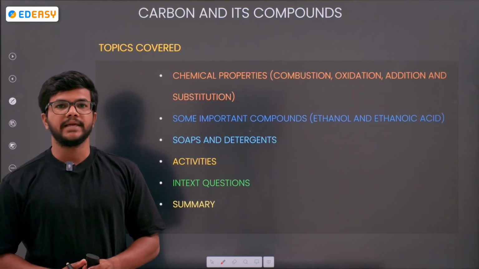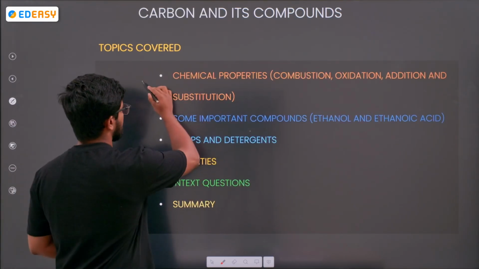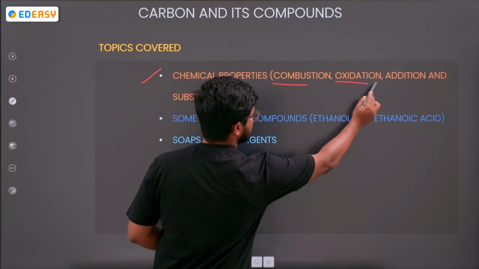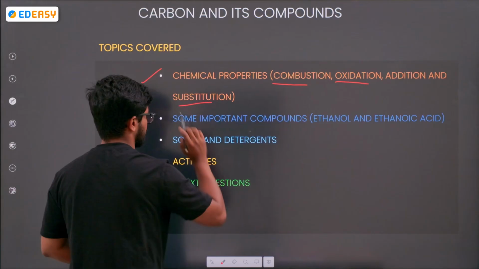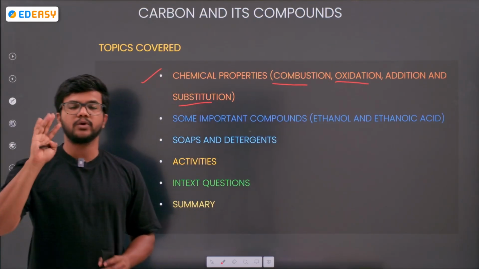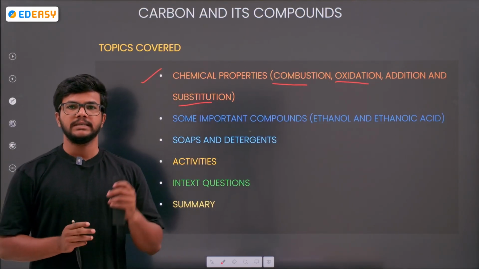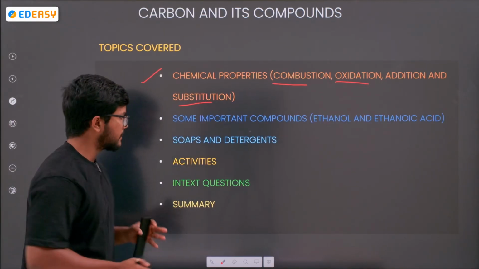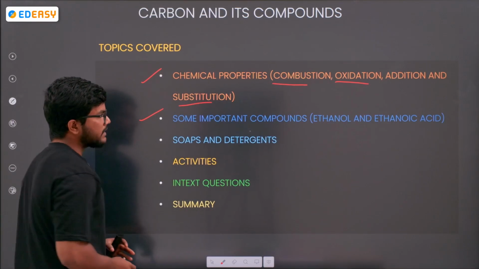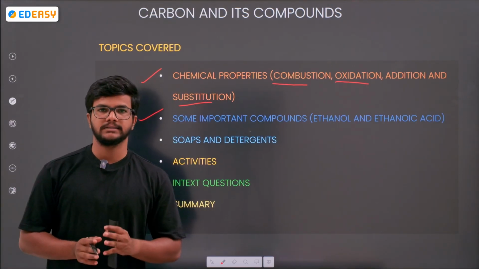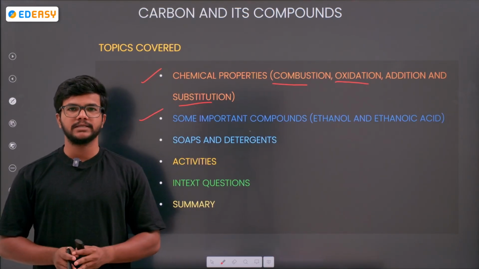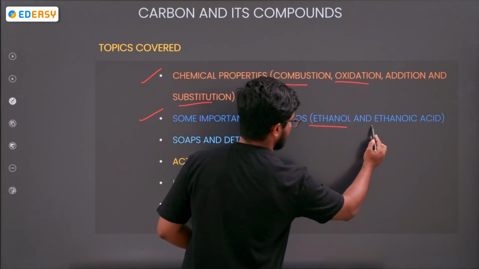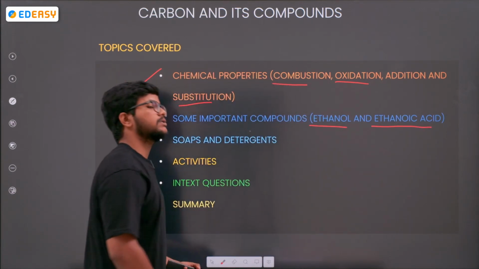Next, chemical properties of the carbon. So, chemical properties such as combustion, oxidation, addition, and substitution. Okay. So, there are four chemical properties of the carbon compounds: combustion, oxidation, addition, and substitution. Next, some important compounds of organic chemistry, which is carbon and its compounds. So first is ethanol, which is alcohol, and ethanoic acid, which is also called vinegar.